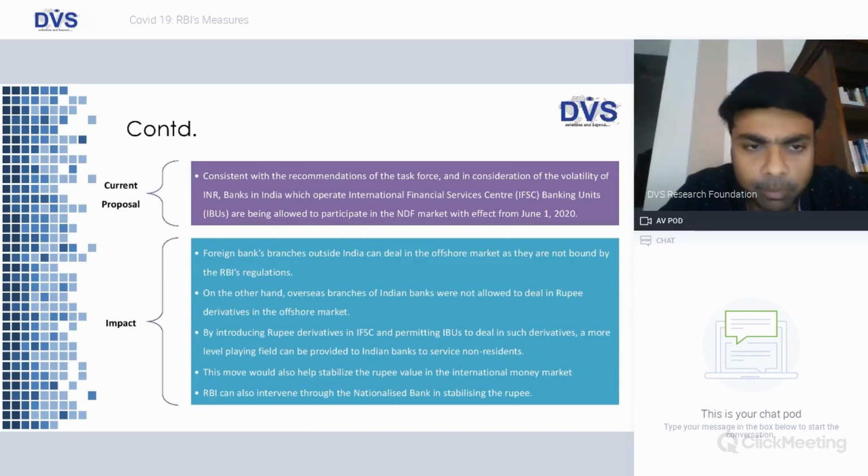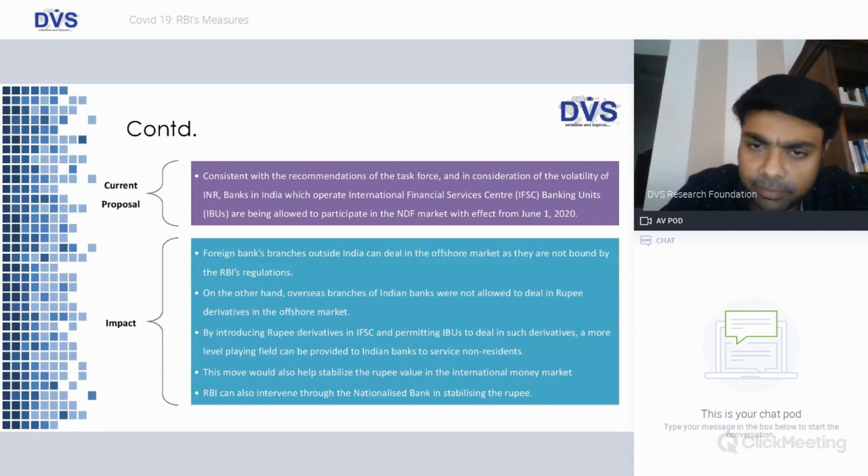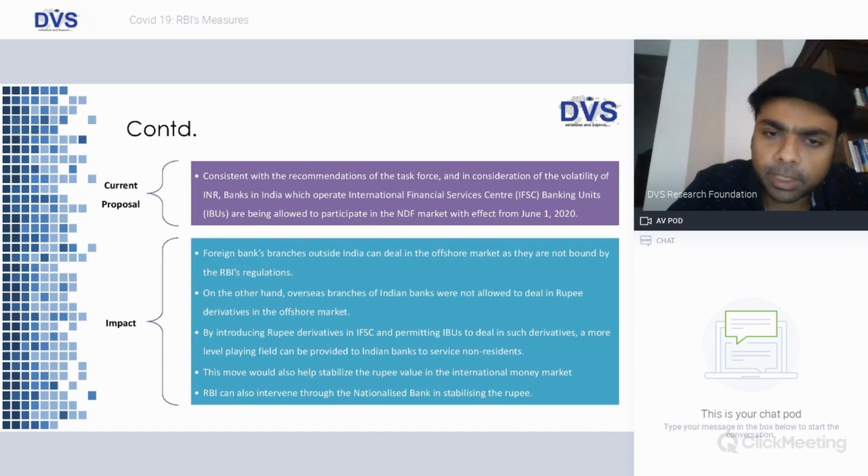Now, what is the current proposal which RBI has come up with? In keeping with the recommendations and also considering the volatility which the Indian rupee might go through, the banks in India which operate IFSC banking units are being allowed to participate in the non-deliverable market with effect from 1st of June 2020. What this is likely to do: foreign bank branches outside India can deal in the offshore market and they would be outside the ambit of RBI. Similarly, overseas branches of Indian banks were not allowed to deal in rupee derivatives in the offshore market. By introducing rupee derivatives in IFSC and permitting IBUs, which are IFSC banking units, to deal in such derivatives, a more level playing field can be provided to Indian banks to service non-residents. And this would also be one of the moves to stabilize the volatility in the Indian rupee.